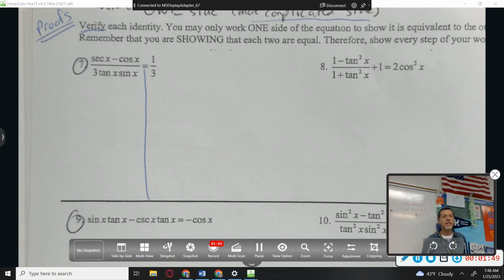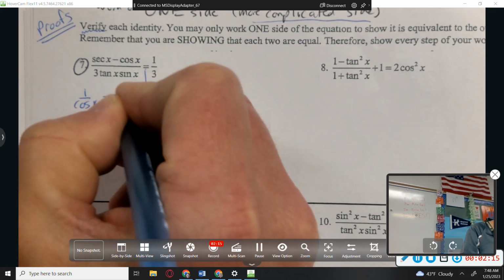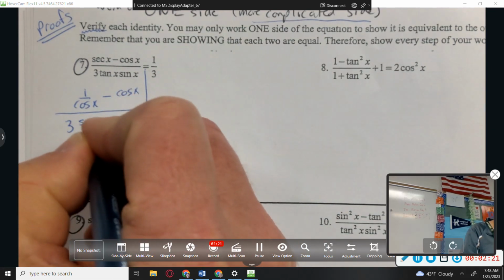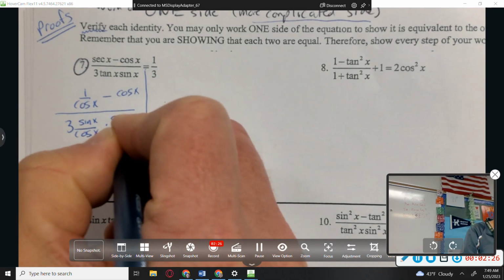All right, I don't see any Pythagorean identities right away because nothing's squared. Tangent is sine over cosine. I don't know that would help. Secant is 1 over cosine. There's not a lot of good options here, and when that happens, your best bet is to just write everything in terms of sine and cosine and see what happens. So 1 over cosine minus cosine over 3 times sine over cosine times sine.